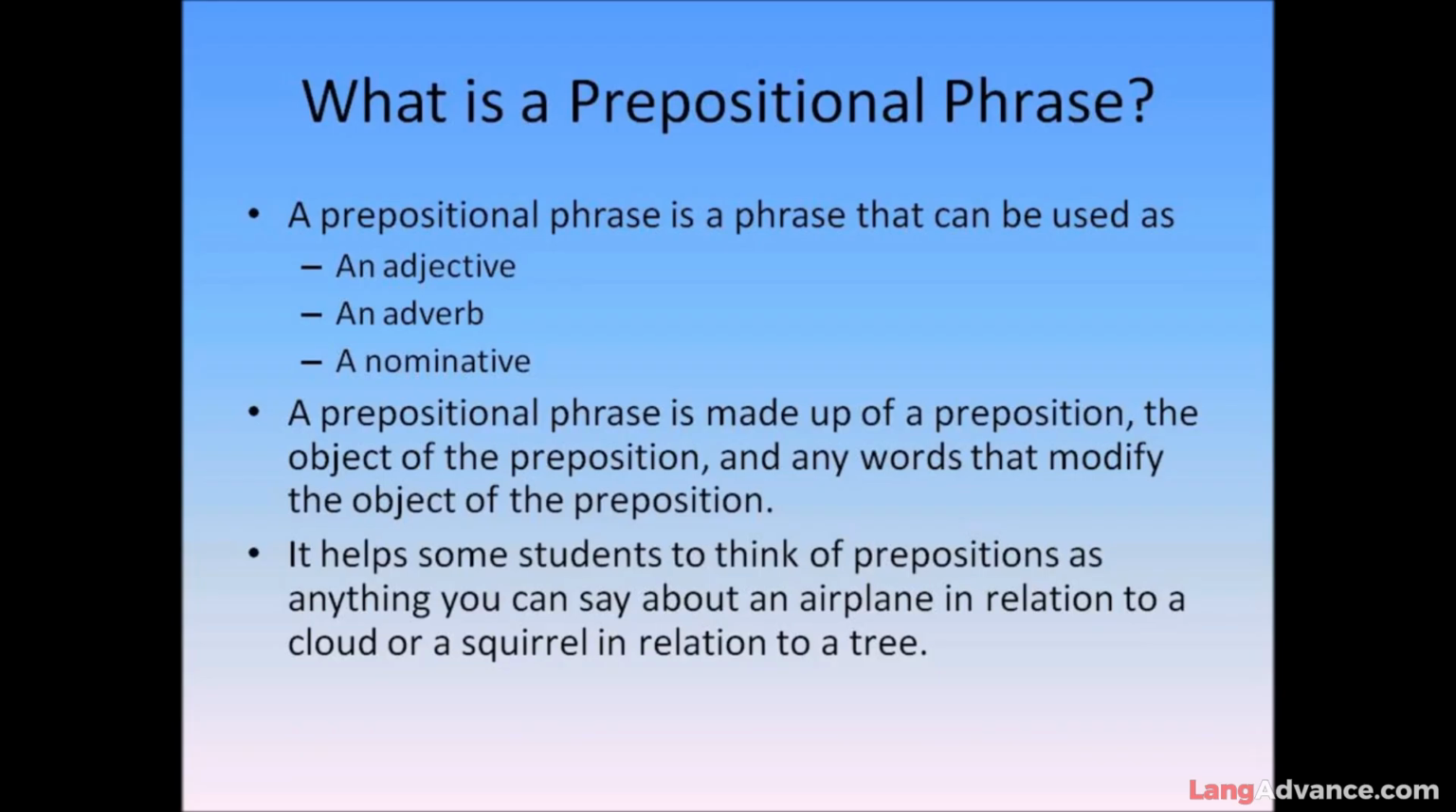A prepositional phrase is made up of a preposition plus the object of the preposition and any words that modify the object of the preposition. It helps some students if they think about prepositions as anything you can say about an airplane in relation to a cloud or a squirrel in relation to a tree.